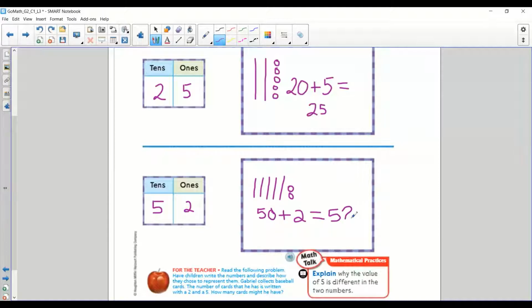So there's quite a difference. In Math Talk, explain why the value of the 5 is different in the two numbers. Well, here, 5 ones has a value of 5, but 5 tens has a value of 50. So would you rather have someone give you 5 $1 bills or 5 $10 bills? Ooh, I think 5 $10 bills, 50, would buy a lot more. Okay, let's move on to the next page.